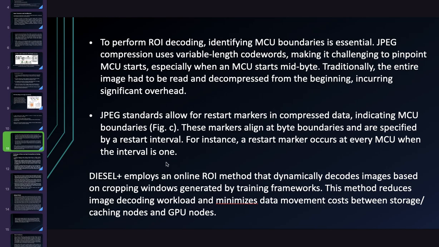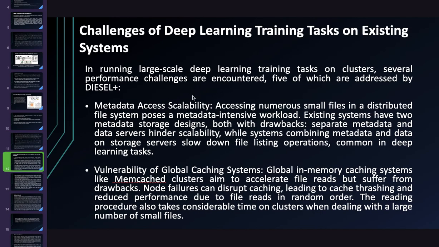Digital Flash employs an online ROI method that dynamically decodes images based on cropping windows generated by the training framework. This method reduces image decoding workload and minimizes data movement cost between storage caching nodes and GPU nodes. In the next video, we will look at the challenges of deep learning training tasks on existing systems.